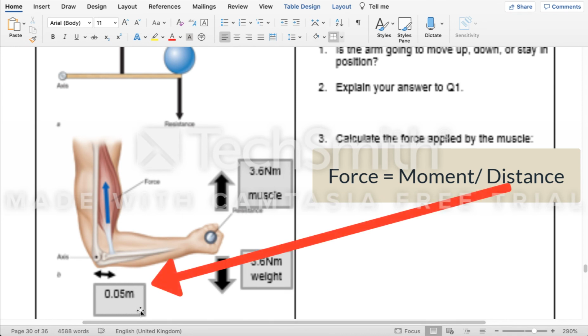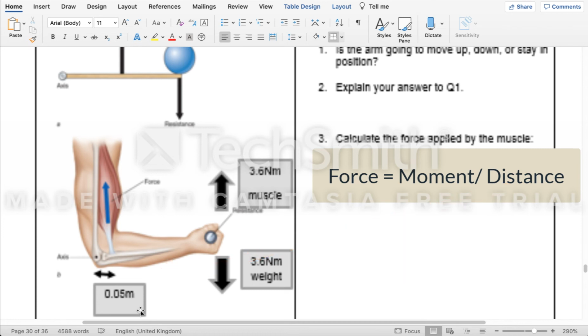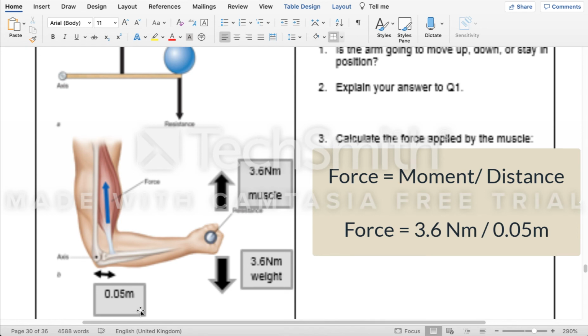Now that you have both of the values, you're going to put it together. What we do in these sorts of questions is basically replace the symbols with what you have. So you have 3.6, which is going to be divided by 0.05.